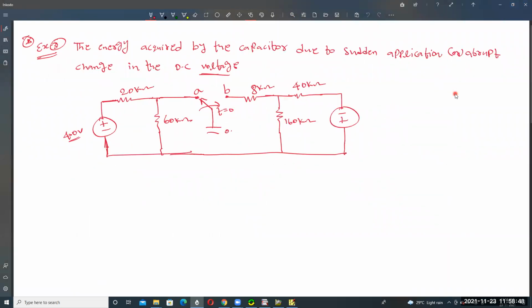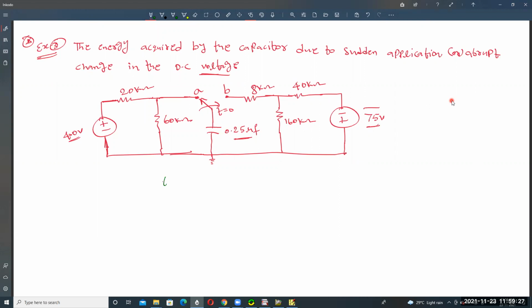This is the capacitance value, 0.25 microfarads. At t is equal to 0, the switch is first at position A, and after some time it moves to position B. The voltage source here is 75 volts, and this is ground. So we have to find whether initial conditions exist or not. What is the meaning of this switch?